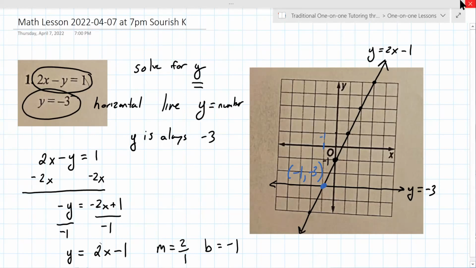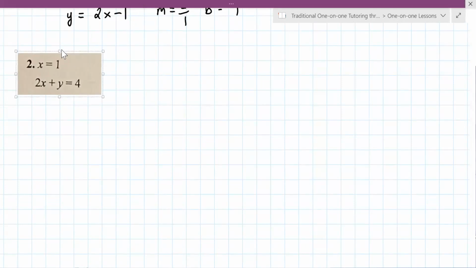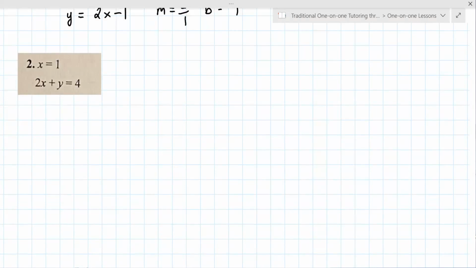All right, so that concludes the first problem. There's nothing more to do to solve the first problem. The second problem is solved very similarly. So I'm going to snip in the equations, and then I'm also going to snip in the graph, and we're going to solve the second problem almost identical to the way we solved the first problem here.